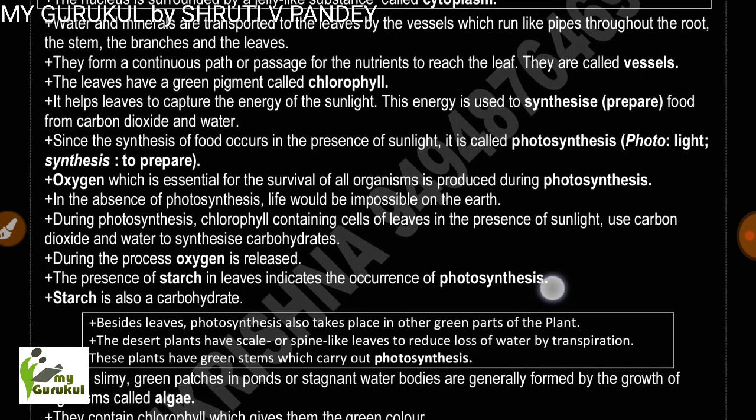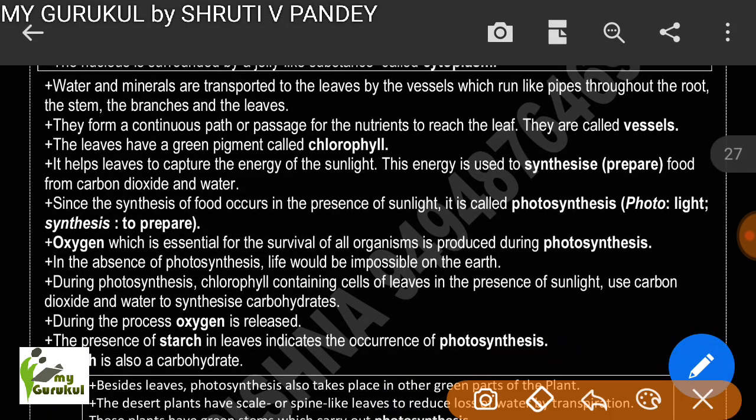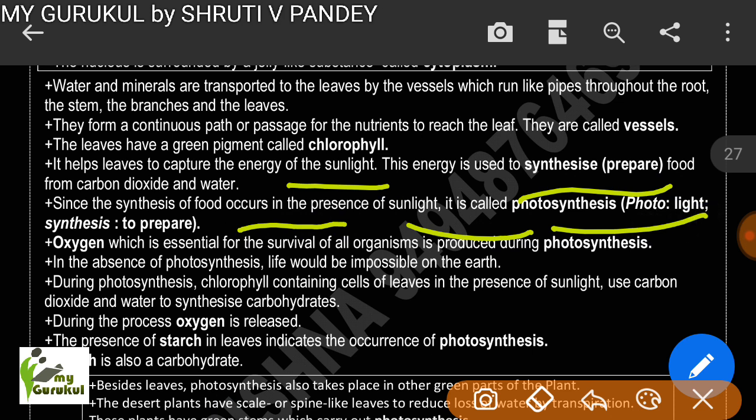The leaves have a green pigment called chlorophyll. It helps the leaves to capture the energy of sunlight. This energy is used to synthesize food from carbon dioxide and water. Since the synthesis of food occurs in the presence of sunlight, it is called photosynthesis. Oxygen, which is essential for the survival of all organisms, is produced during photosynthesis. In the absence of photosynthesis, life would be impossible on the earth.